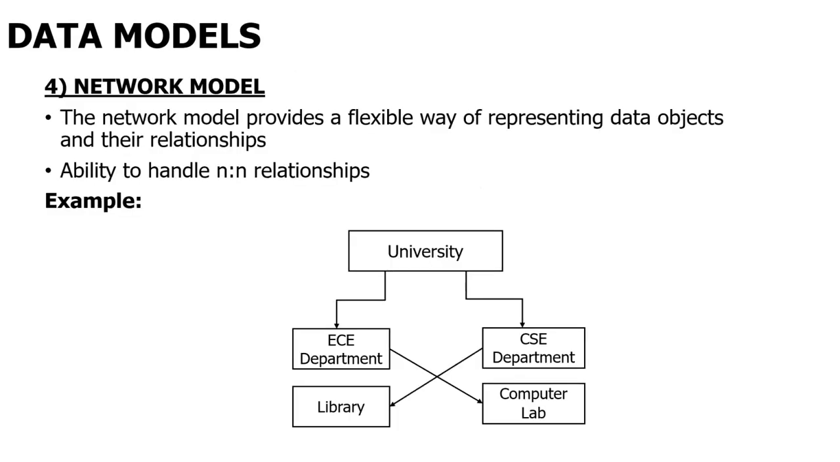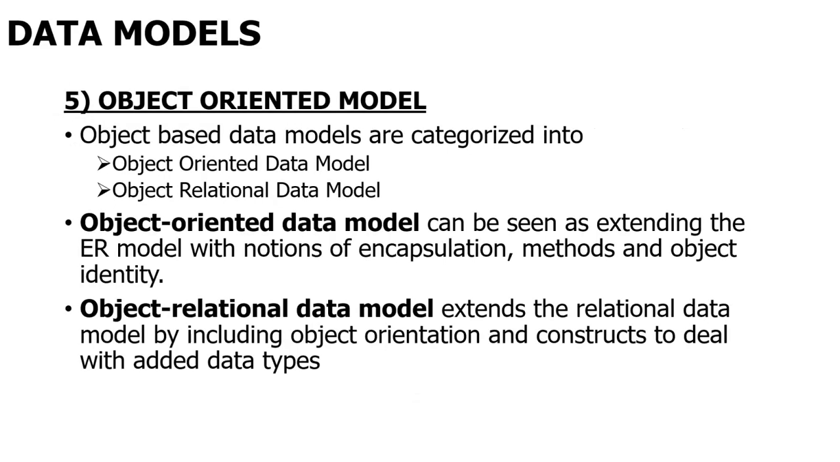And the network model is a flexible thing. With this example, in a university we have a library and we have computers. The CSE department is there, and we cannot go here as a hierarchy, right? CSE people can use the library as well as the computer lab. ACE people can use the library and computers as well. So we have many-to-many relationships also. That's how the network model works.